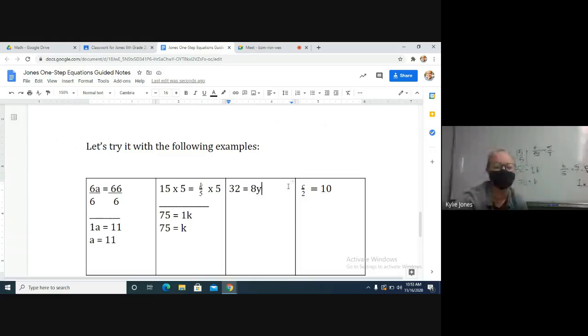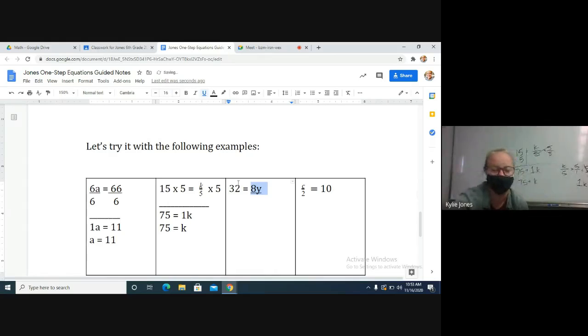All right. 2 more examples here. On this one, we have 32 equals 8y. What operation is happening between 8 and y? They're multiplying. This is being multiplied together. Or as I have said before, they're married. What would be the opposite of multiplying? Dividing. Or we're going to divorce them and get them separated, right?